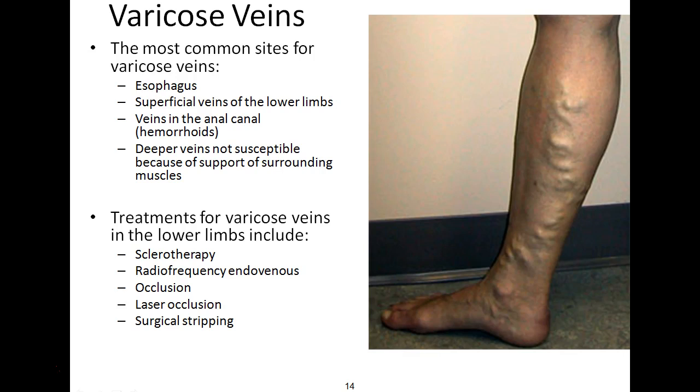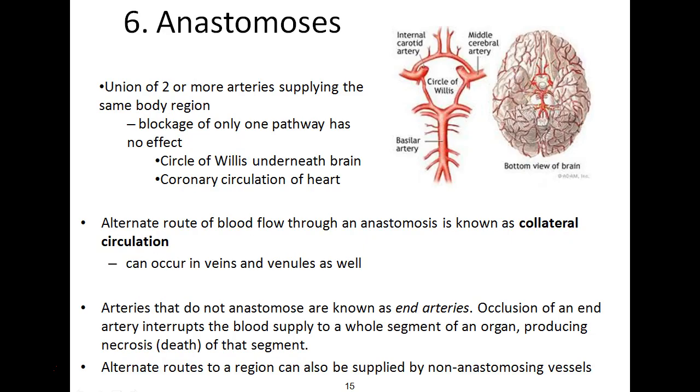In the anorectal region, these varicose veins are more commonly called hemorrhoids. The deeper veins are not susceptible to varicose veins because we have the support of surrounding muscles. So these occur mostly on superficial veins. Treatments include sclerotherapy, radiofrequency occlusion, and surgical stripping. These are all possible treatments for varicose veins.